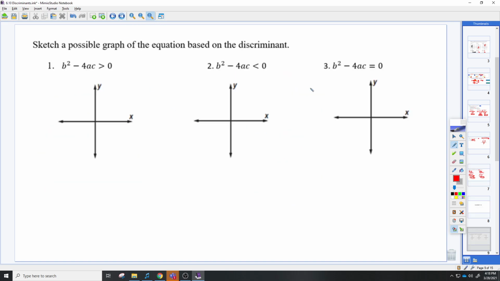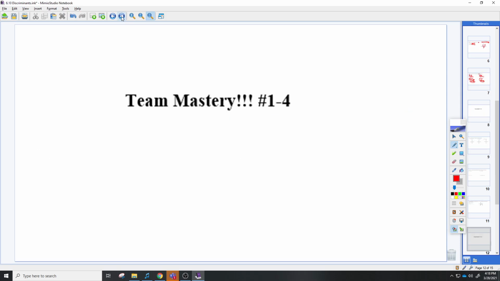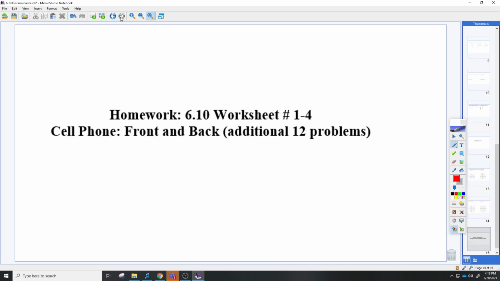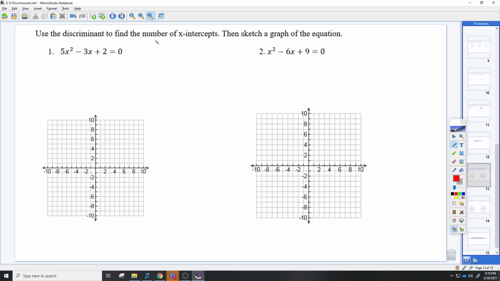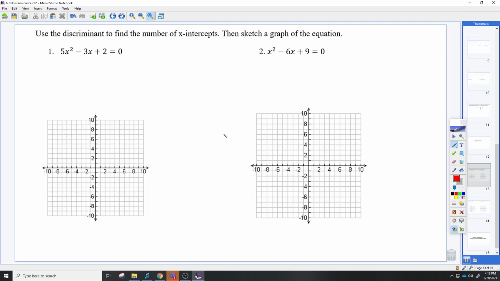I do want to kind of maybe go over this one real quick with you and then have you guys finish the rest on your own. Yeah, I think you could do that. There's some mastery ones where you're going to figure out the discriminant and then just make a sketch of the graph. Again, you can use Desmos or you can use a calculator at school. Probably just use Desmos. That's the best thing to do. Type in desmos.com/calculator.